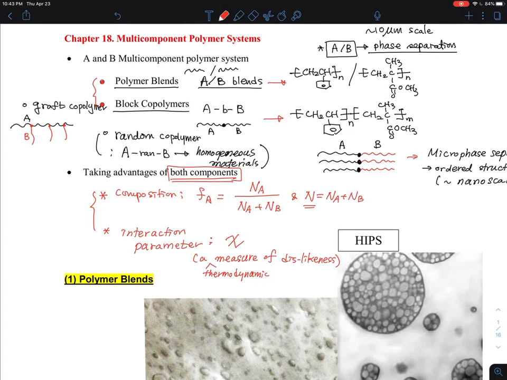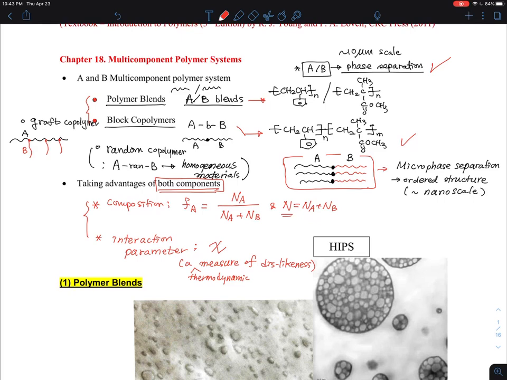The blending is easy to do, but phase separation is a problem. And the block copolymer is a good idea to link them together, but making the block copolymer is not trivial. You need some advances in living polymerization techniques. And I think Dr. Baez's class, I hope he talked about living polymerization techniques, such as anionic polymerization, that's for sure, and then also living radical polymerization, such as ATRP and RAFT polymerization.